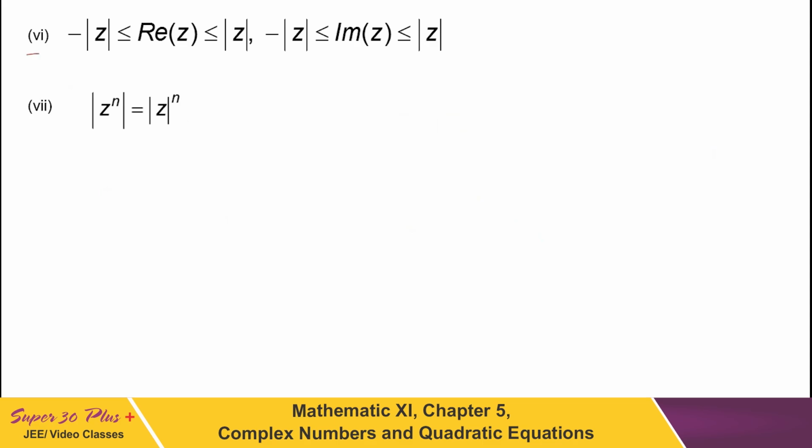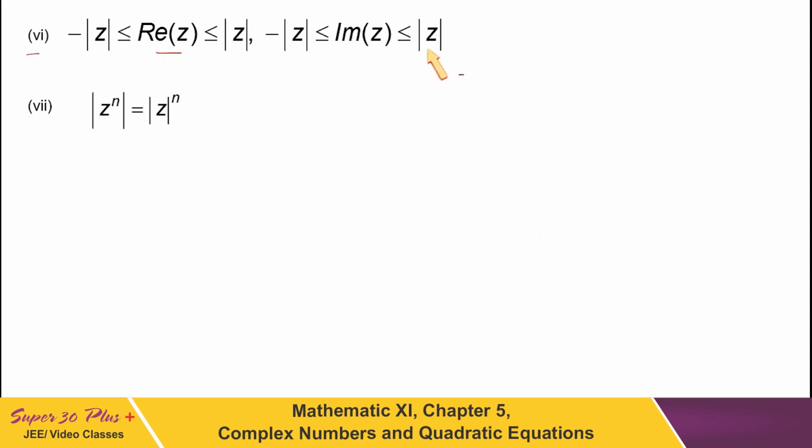Property number 6 is here. The real part of any complex number lies between minus mod z and mod z, and similarly the imaginary part of any complex number lies between minus mod z and mod z.